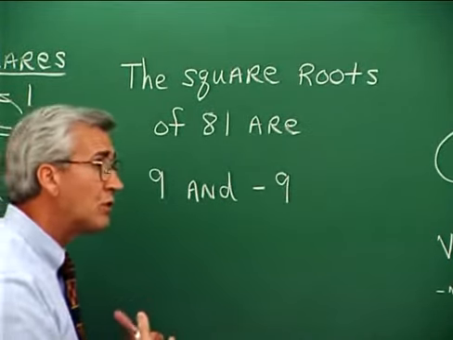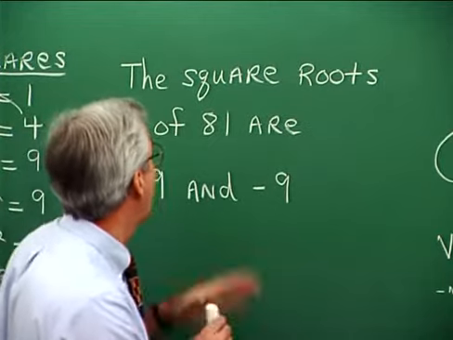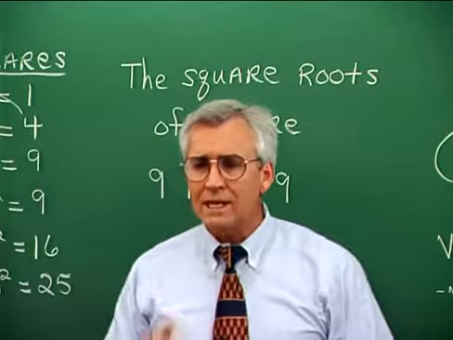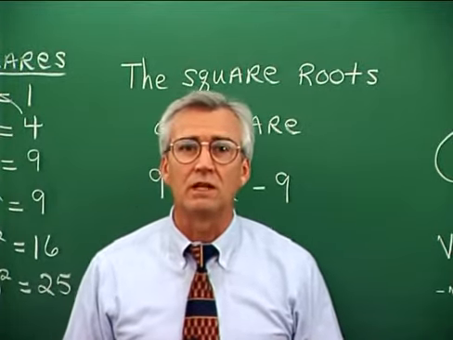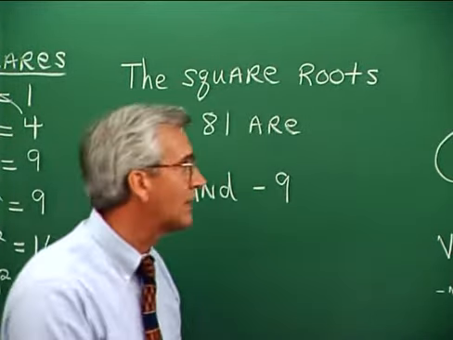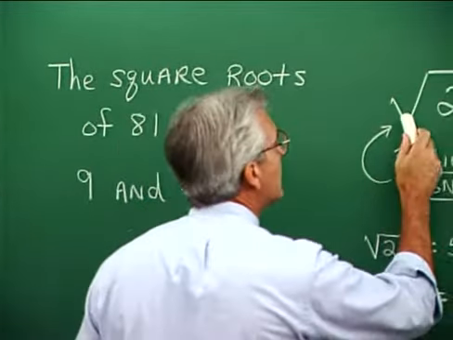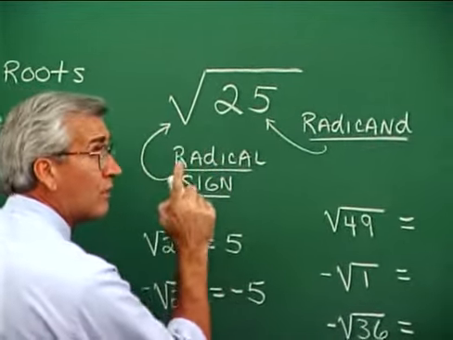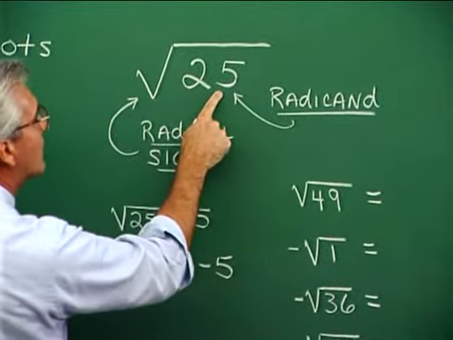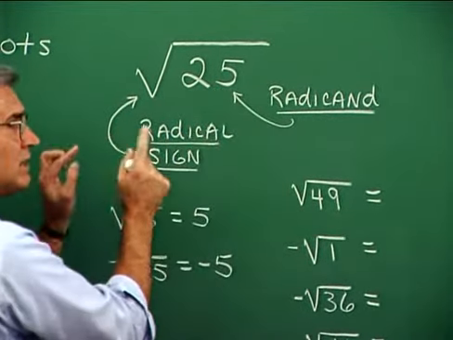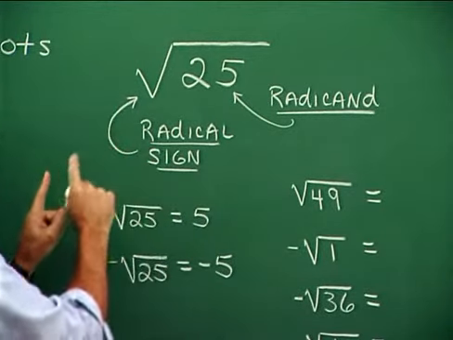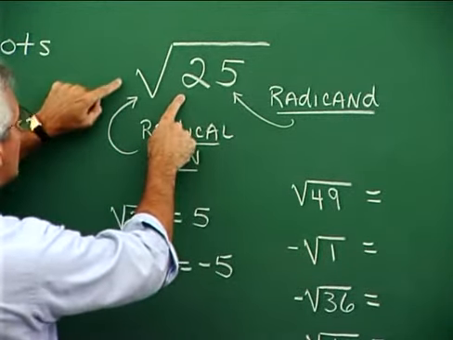Now, to make the request for a square root, rather than writing a phrase like this, we have a symbol, and that symbol is called a radical sign. Now, here's the request for one of the square roots of 25. And we know every square has 2 square roots. This is the request for one of them.